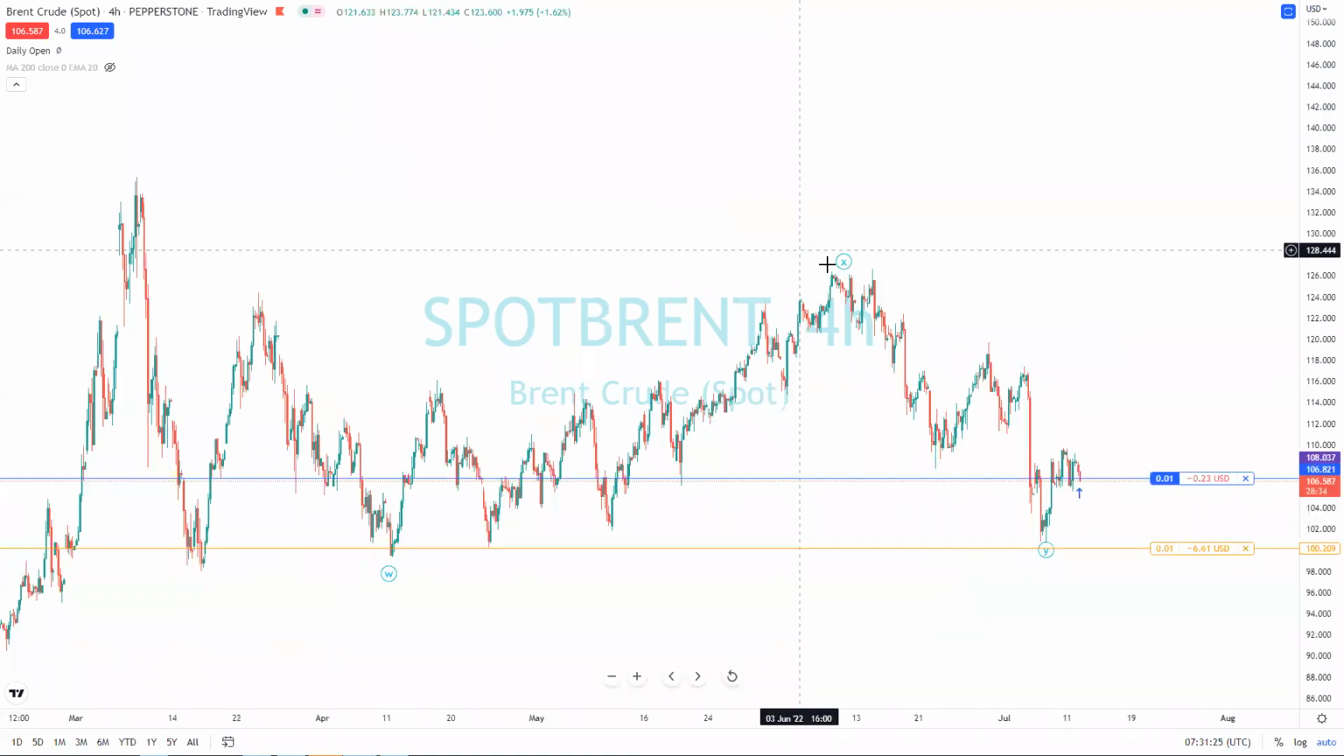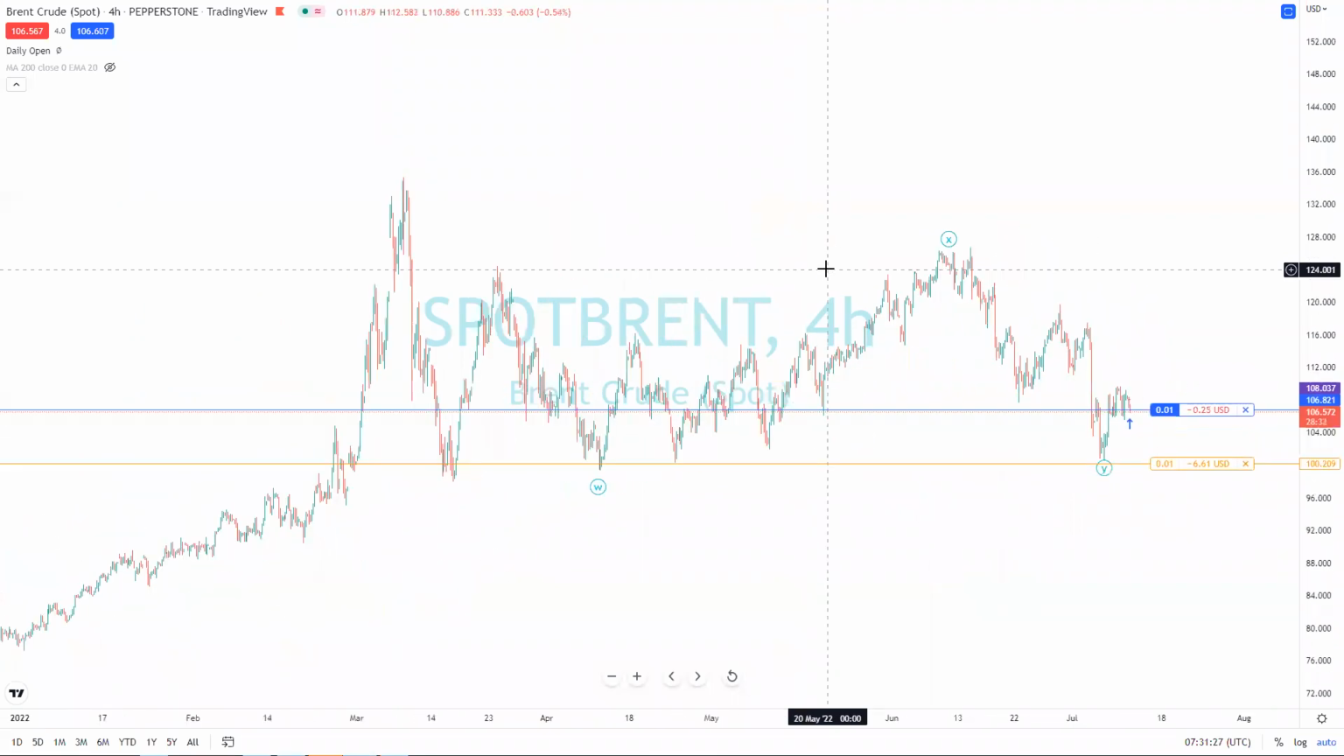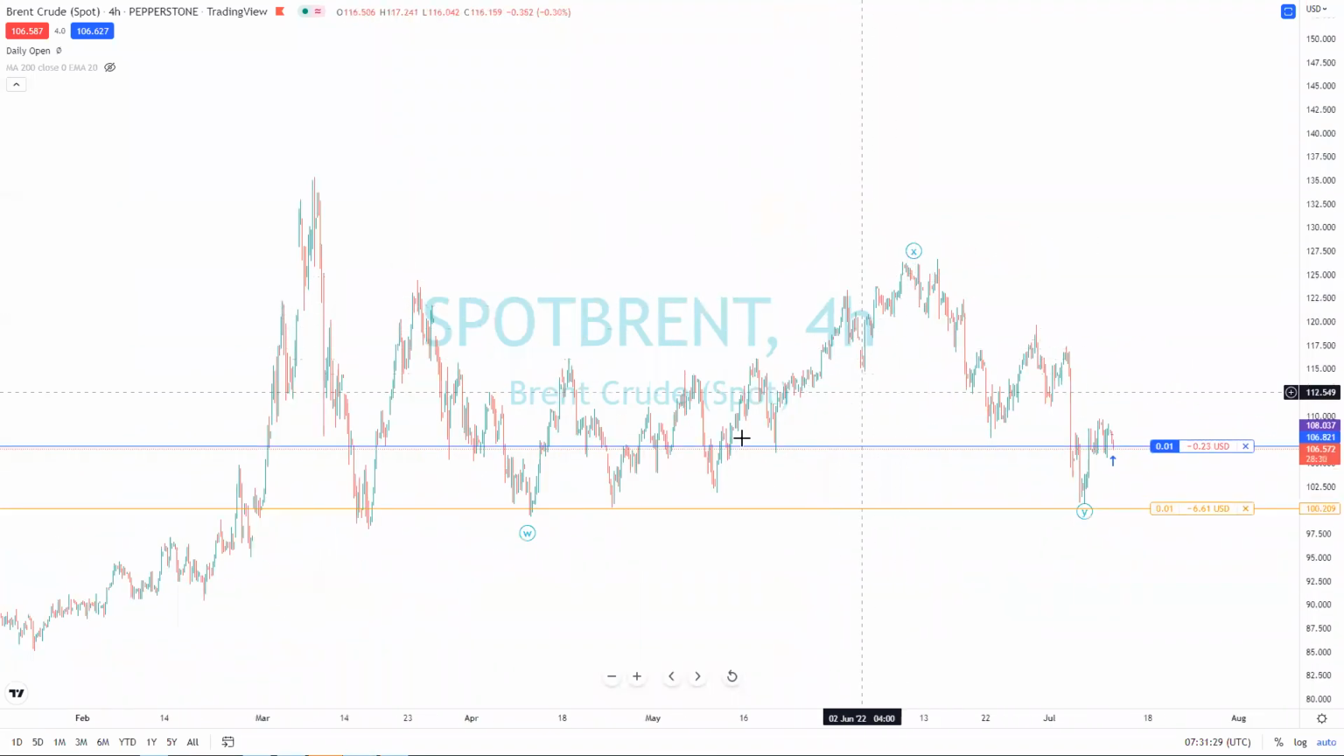Okay, so we have that WXY structure. Next, we say this is an A, a B, and a C. Okay, so these are flat corrections. We can't really forecast them using fib levels as we did with the zigzag, but it can give us a good picture of when to expect those structures to have completed. Okay.